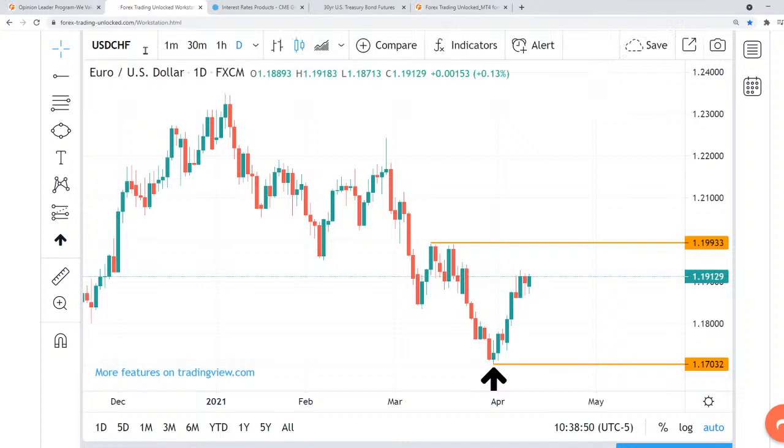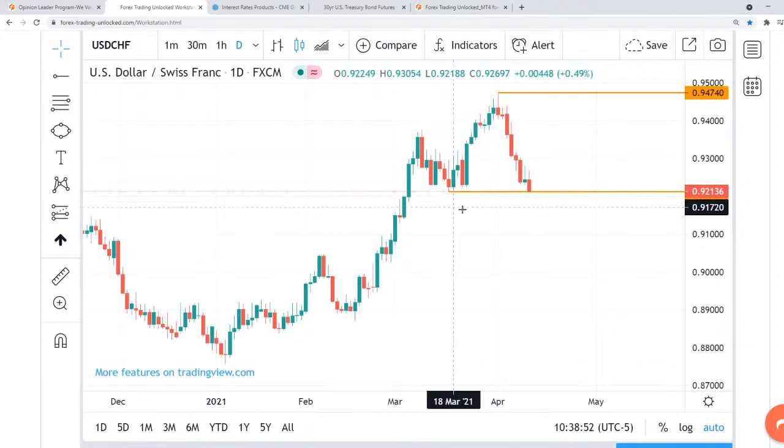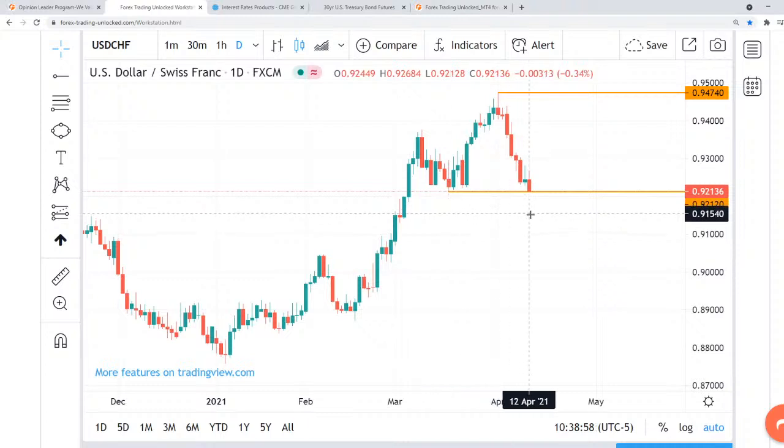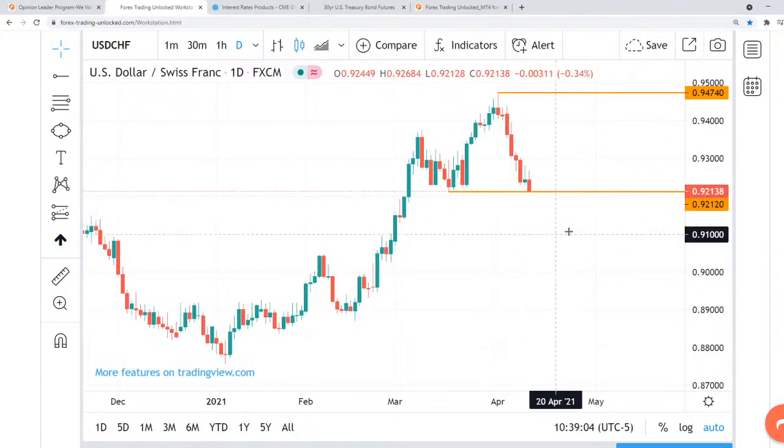US dollar CHF, this is another one where, look at this, we're on that low. Remember, we're about to confirm a new move. Let's see, we actually might have done it. The low here is 92.13, this is 92.12. Okay, so as we've been talking, we just confirmed a newer move low in the US dollar Swiss.